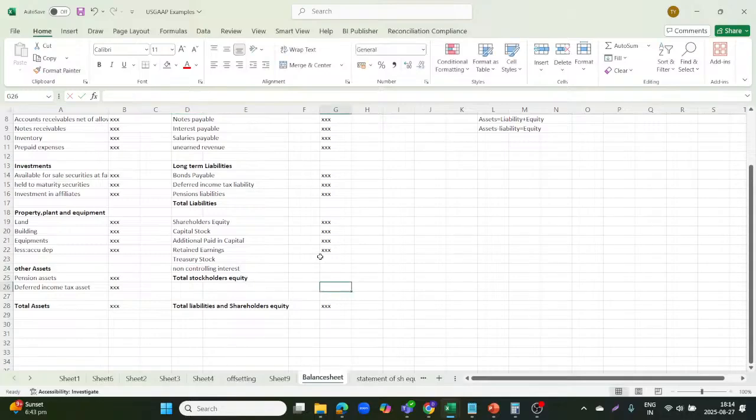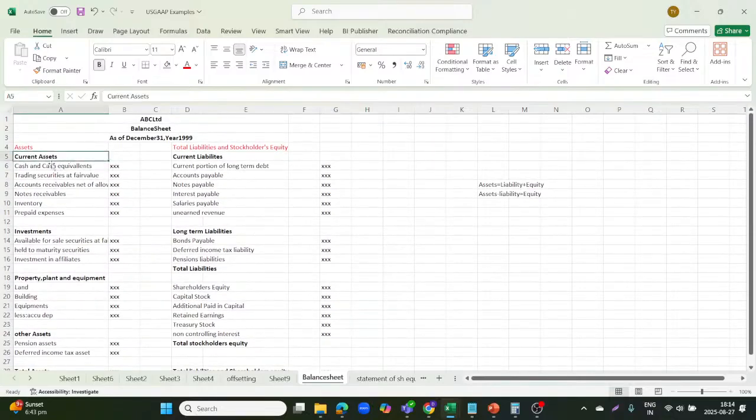Non-controlling interest. Okay, so now under current assets we have cash and cash equivalents, trading securities, accounts receivables. Accounts receivable is nothing but the debtor that you have sold goods to some party on credit. You book that party as an accounts receivable because you have to receive money for that sales.